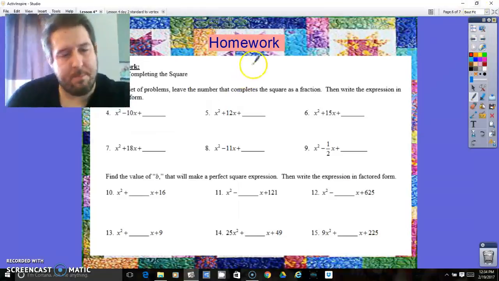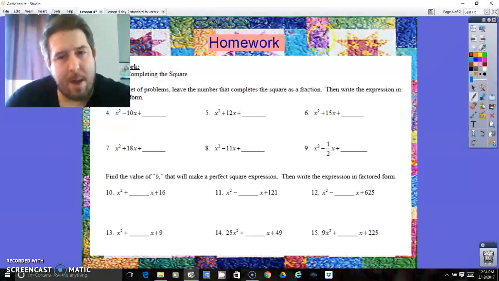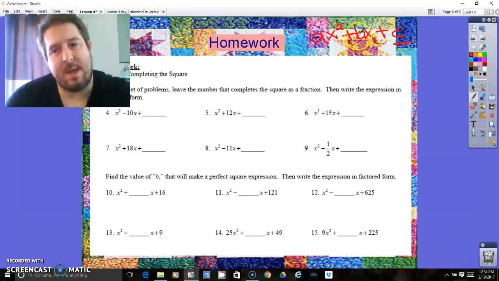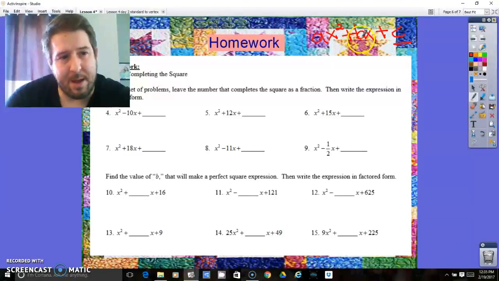So what does it take in order to complete the square? What you probably have noticed, whenever you have standard form, you've got ax squared plus bx plus c. In order to find c, all you have to do is divide b by 2 and multiply it by itself. Or if you're given c and you're trying to find b, then you do the square root of c and multiply it by 2.